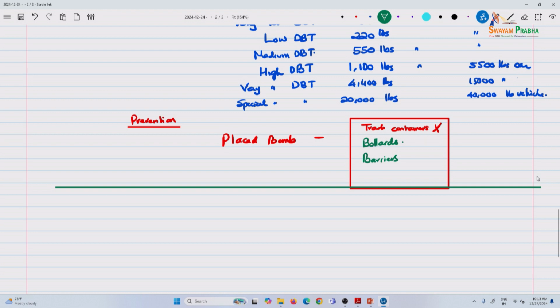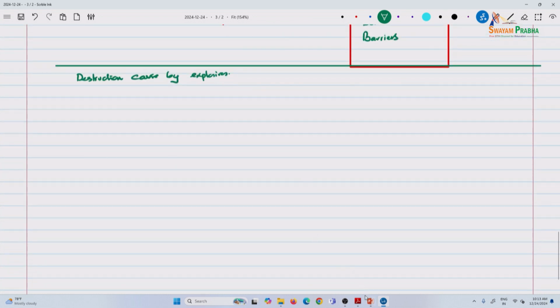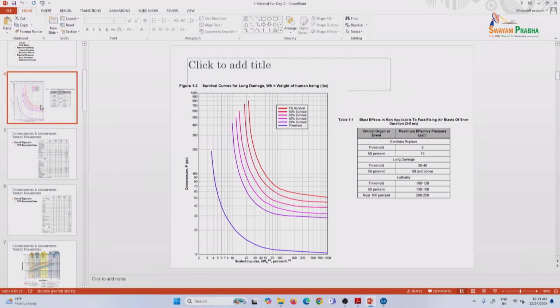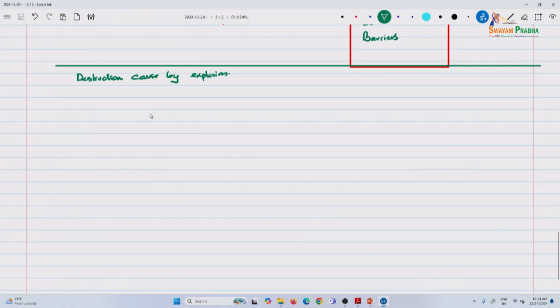Then if you look at the destruction caused by explosives, let's look at a few nice examples, especially if you work in research and or even otherwise. This is again from the UFC 3-340. We will go into all that over the next few days.